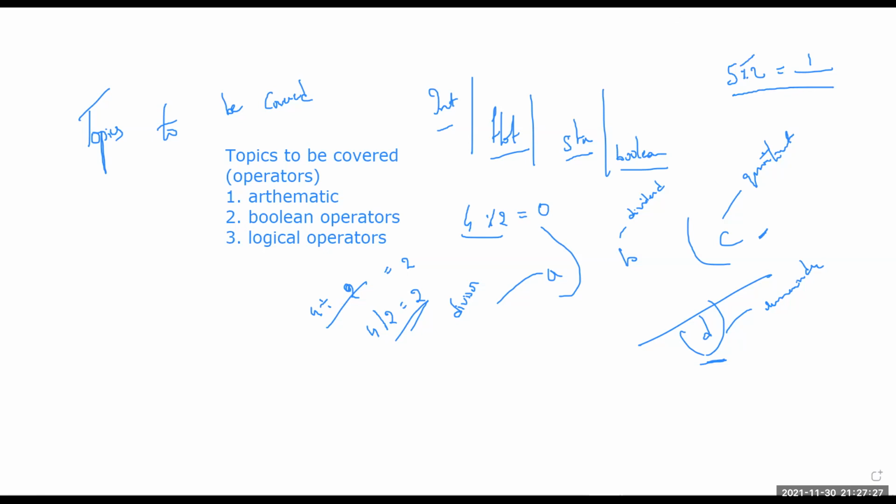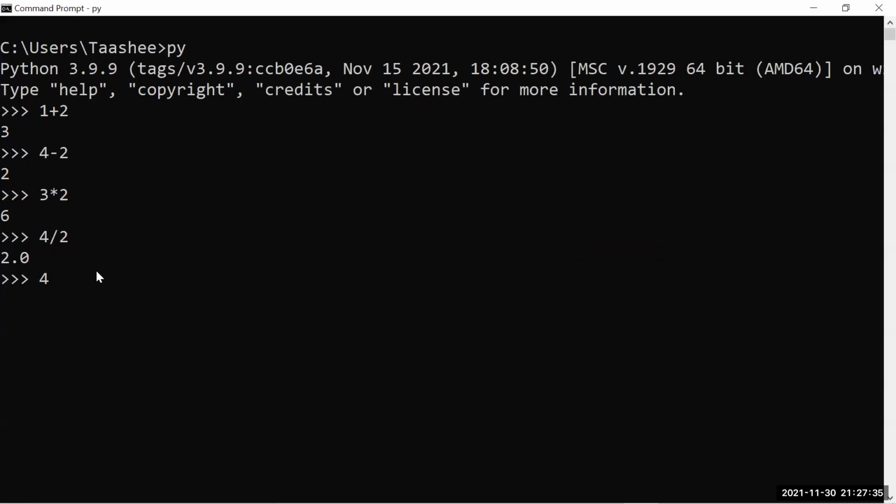Now let's check the code as well. So let's check 4 percent 2, 0. Okay, so I have a question. Why is the quotient in float? 4 divided by 2 gives 2.0. We're going to get into that particular point.